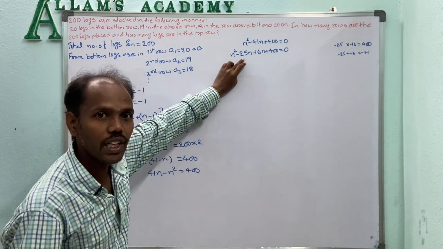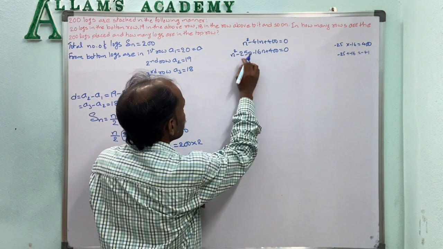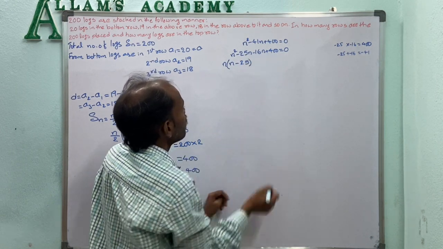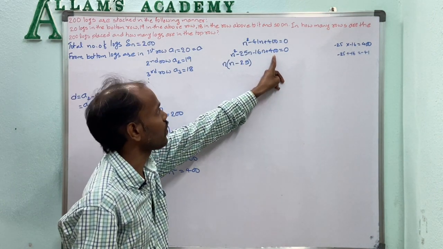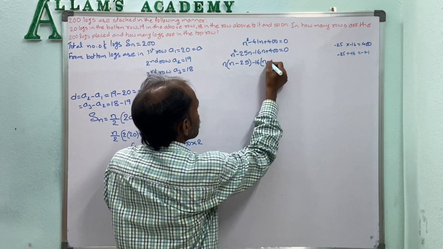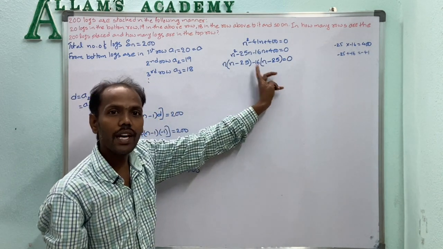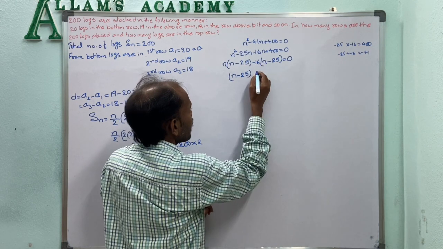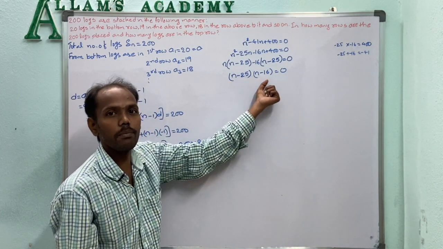Now n square minus 25n: we can write n square as n into n, and 25n as 25 into n. Taking n common in both, we get n into (n minus 25). Now 16n can be written as 16 into n, and 400 can be written as 16 into 25. Taking minus 16 common in both, we get minus 16 into (n minus 25), equal to 0. Now in both, n minus 25 is the common factor. Taking n minus 25 common, what remains is n and minus 16. So we get (n minus 25) into (n minus 16) equal to 0.